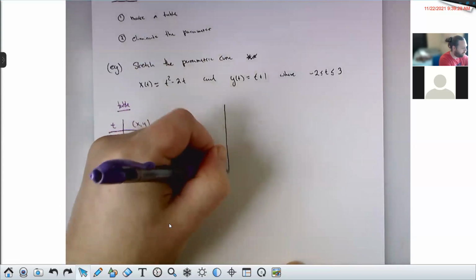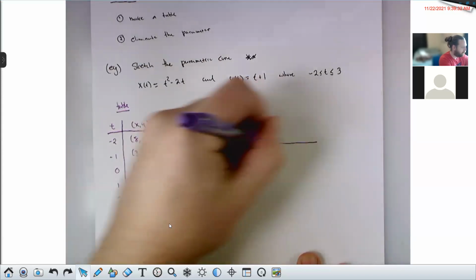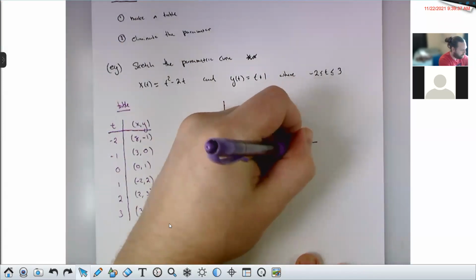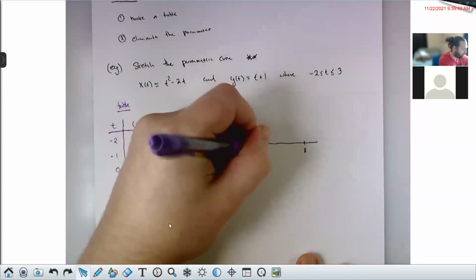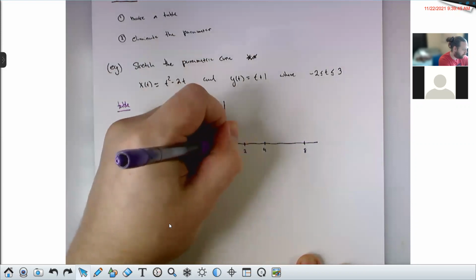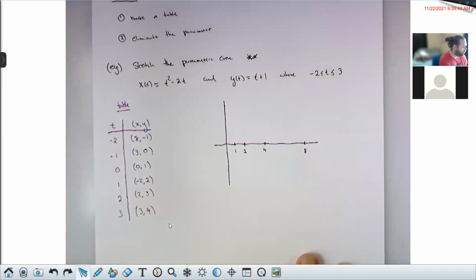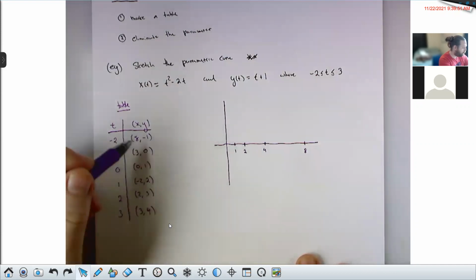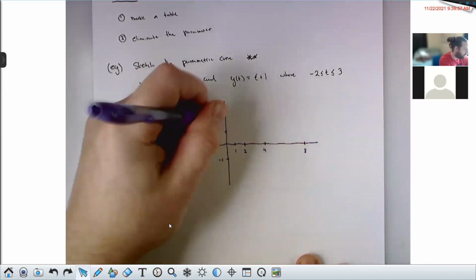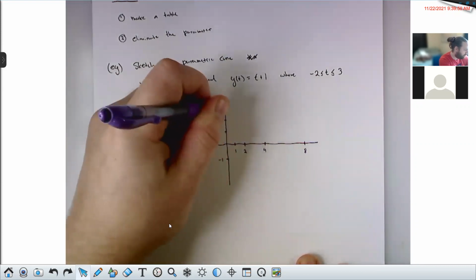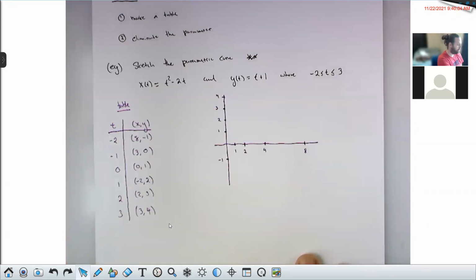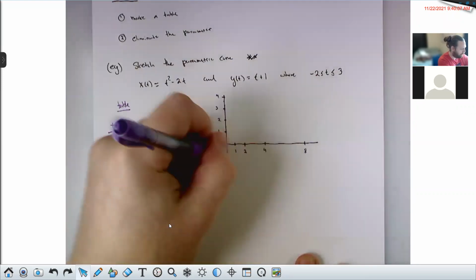So plenty of space over here. Mark this as 3, 4-ish, 2, 1. All right. And then my y values are getting as large as 4, as small as -1. So make this -1, 1, 2, 3, 4. All right, so the point 3, -1 is my initial point.